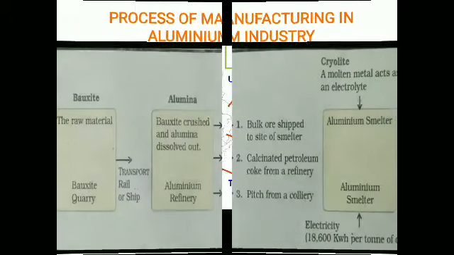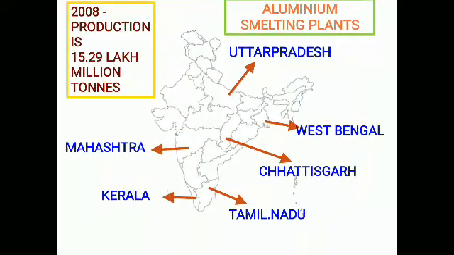The next, mineral based industry. But before that, we can see the areas where the aluminium smelting plants have been set up in India: Uttar Pradesh, West Bengal, Chhattisgarh, Tamil Nadu, Kerala and Maharashtra. Around 2008, production from this industry was about 15.29 lakh million tons.